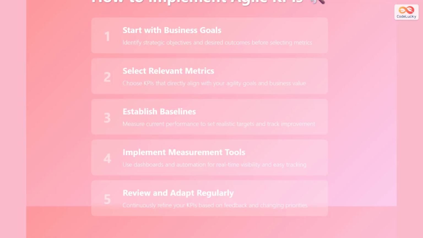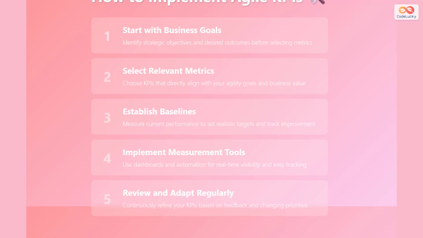Third, establish baselines by measuring current performance. You can't improve what you don't measure, and you can't set realistic targets without understanding where you're starting from. Fourth, implement measurement tools such as dashboards and automation for real-time visibility and easy tracking. Manual metric collection is error-prone and time-consuming. Invest in proper tooling early.